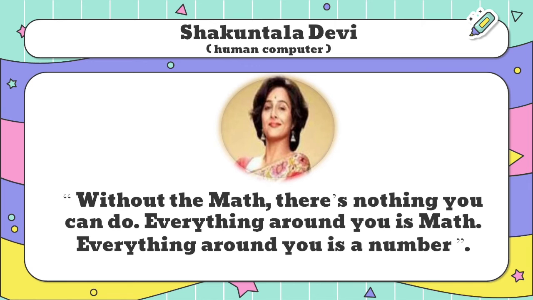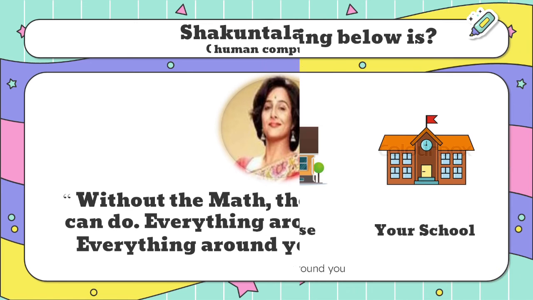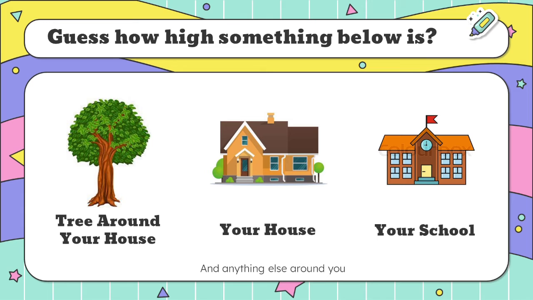From this, the meaning of Sakuntala Devi is that everything around us can be calculated, not apart from the height of an object. With just this method alone, we can find out how high an object is in a very easy way. Starting our discussion on this occasion, I want to guess how high an object is, like the tree around your house, your school building, and anything else around you.